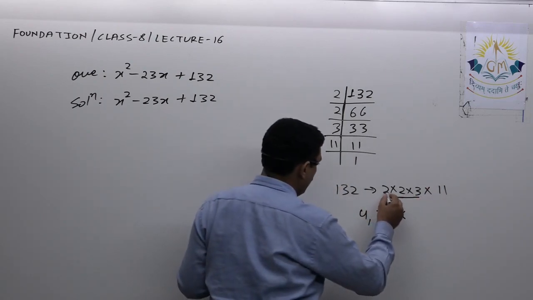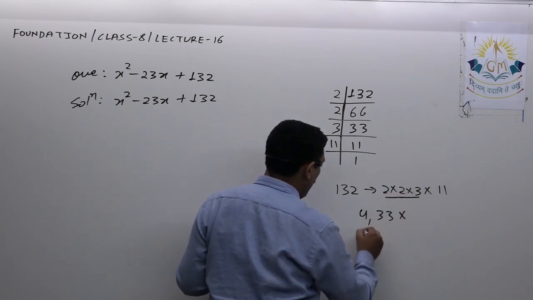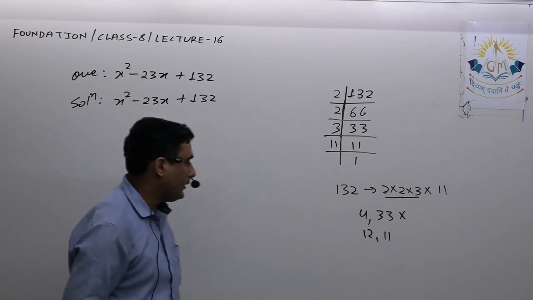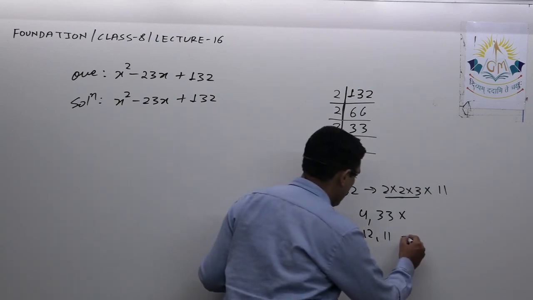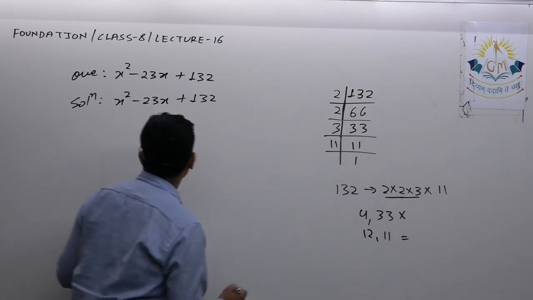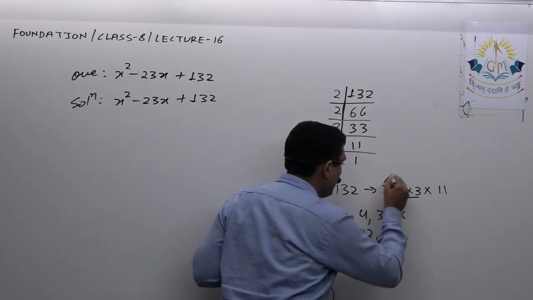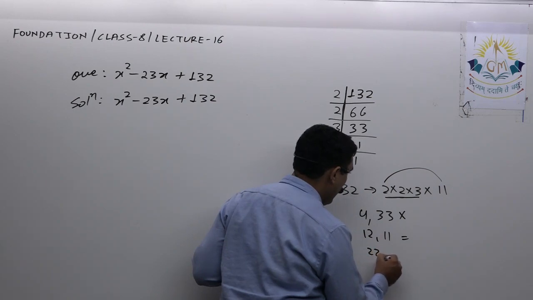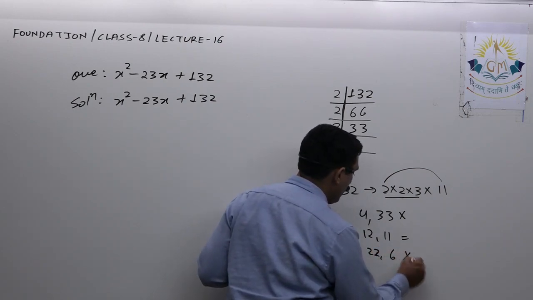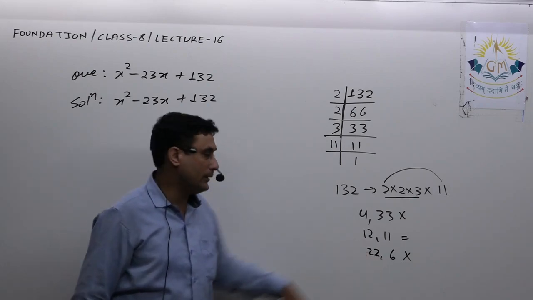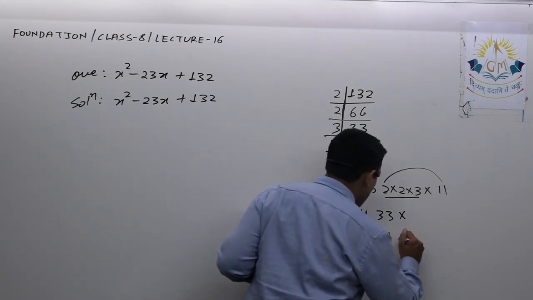So here it is, 12 and 11. Now their sum, 12 plus 11, is 23. Yes, their sum is 23, so it is one of the correct options. Now it is also possible that someone checks like this: 22 and 6. But this is also an incorrect combination, because their sum is not going to be 23. So here this is the correct combination.